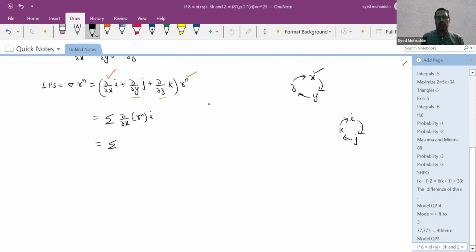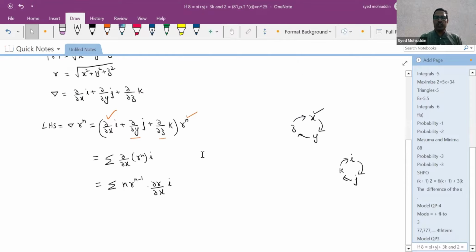Differentiation of r power of n will be n r power of n minus 1. That is power differentiation. Into the differentiation of r, which will be dou r by dou x, into i, which will remain as it is. Now I need to find the value of dou r by dou x. So let us try to find the value of dou r by dou x.